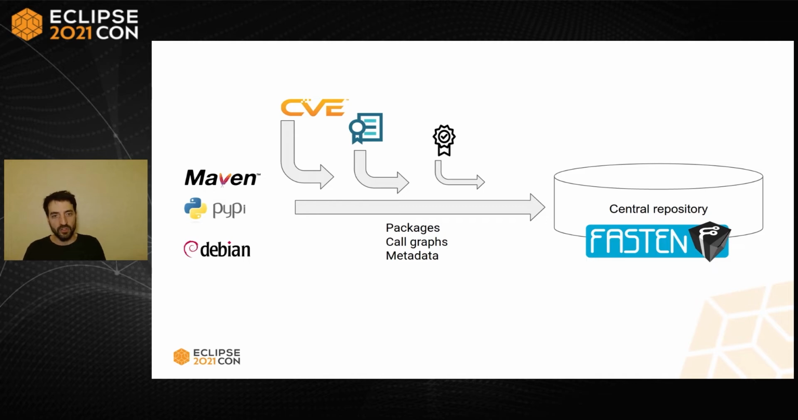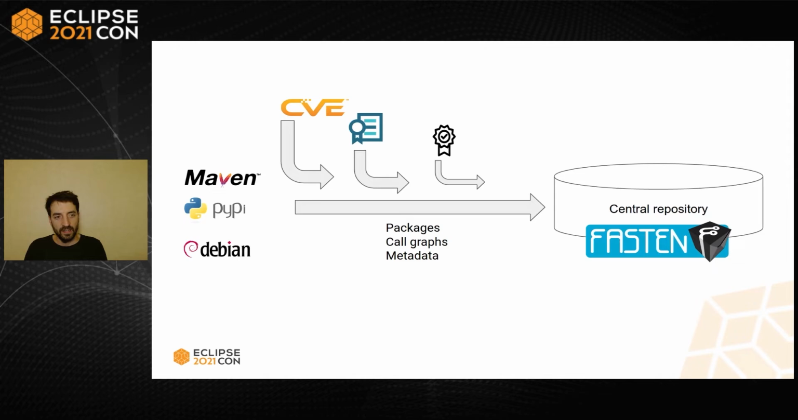By that, I mean it will generate the call graph for each individual library and store it in a central Fasten repository. It will also analyze information coming from various other sources, such as the CVE, the license information, and some code quality metrics, and it will enrich the call graph with all those metadata. This approach gives us a kind of cache, a pool of information regarding the most common libraries you are likely to use in your project.